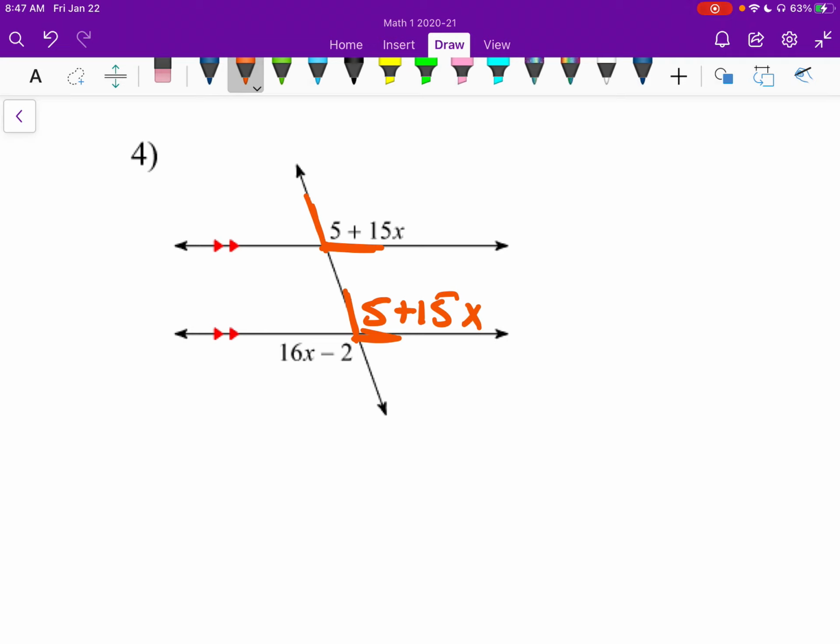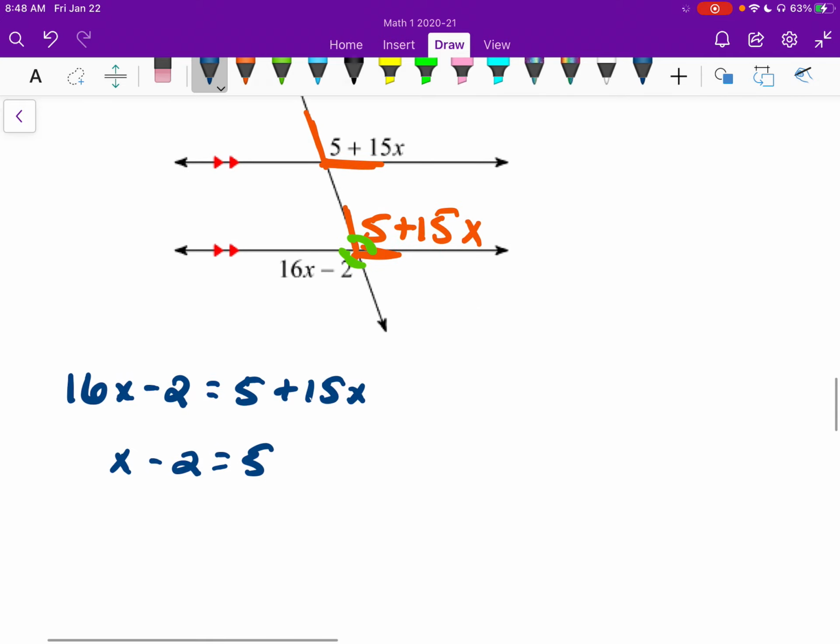From that, I can say, well, this angle and this angle are vertical angles, right? They're opposite angles. And opposite angles are equal. So I'm going to say, well, 16x minus 2 equals 5 plus 15x. I'll subtract my x's over and I get 1x minus 2 is 5. I add my 2 over and x is 7.